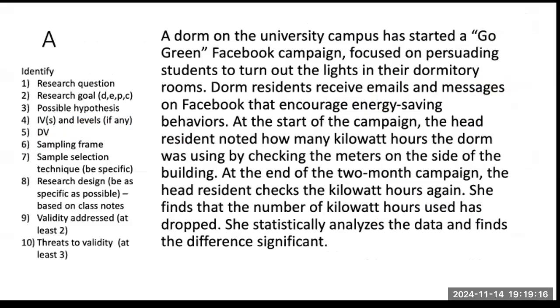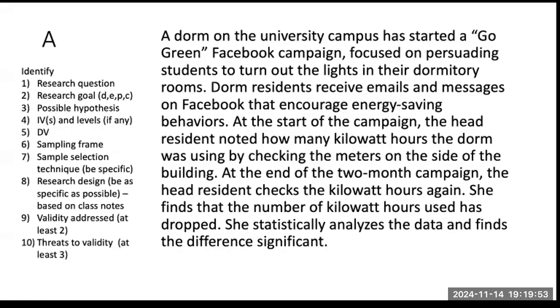Right, so a dorm on the university campus has started a Go Green Facebook campaign focused on persuading students to turn out the lights in their dormitory rooms. Dorm residents received emails and messages on Facebook that encouraged energy-saving behaviors. At the start of the campaign, the head resident noted how many kilowatt hours the dorm was using by checking the meters on the side of the building. At the end of the 2-month campaign, the head resident checks the kilowatt hours again. She finds that the number of kilowatt hours has dropped. She statistically analyzes data and finds the difference significant.